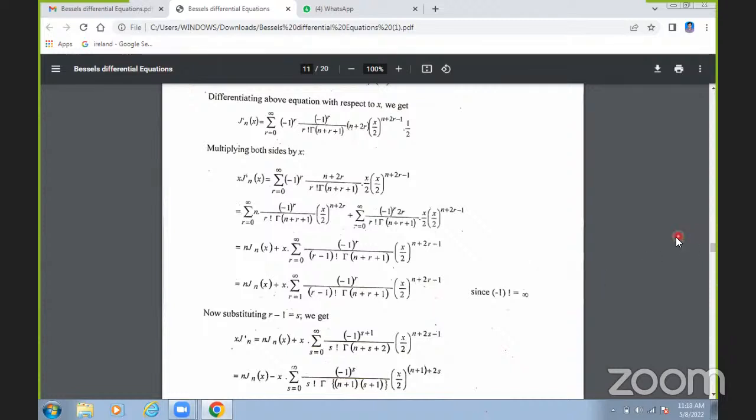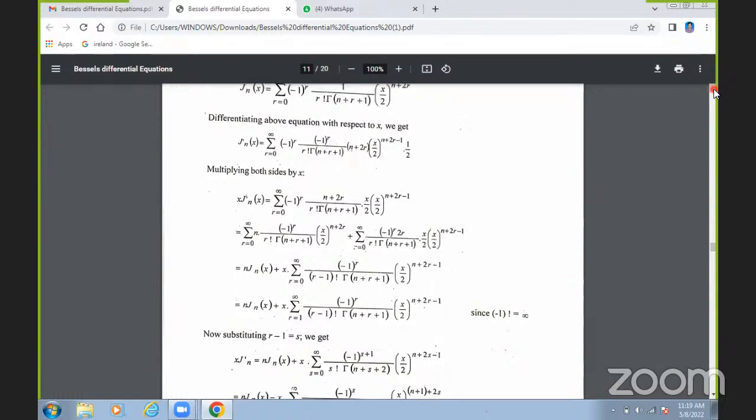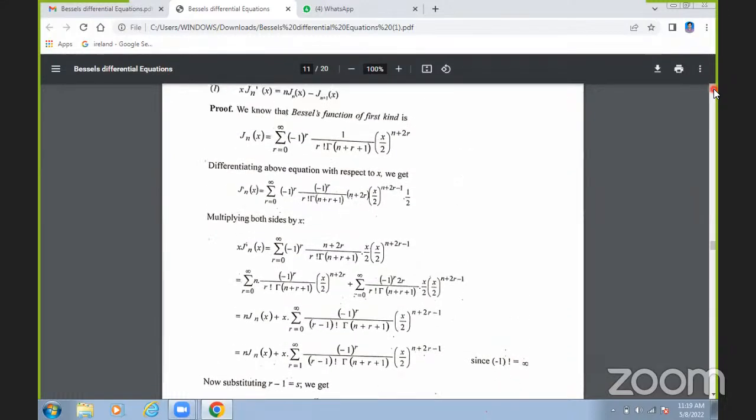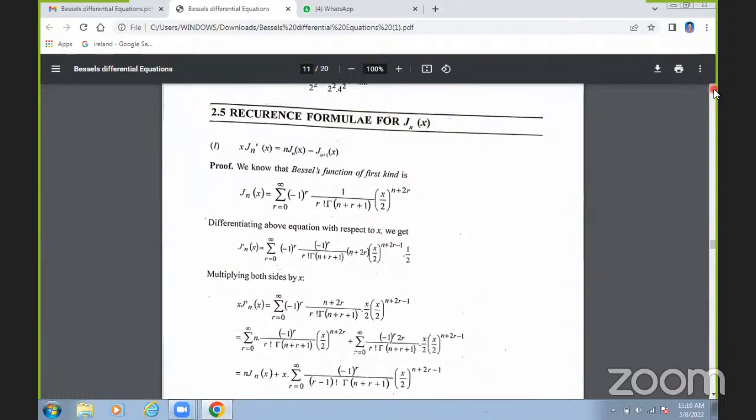Similarly, we have the recurrence relations. These recurrence relations are very important. They frequently ask these in the short answer questions, so we'll go through these recurrence relations here. The first recurrence relation which we have here is this one.